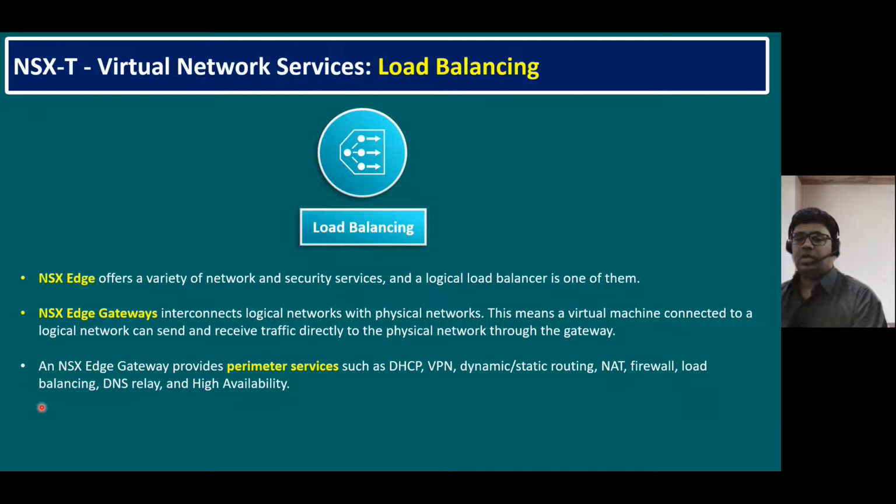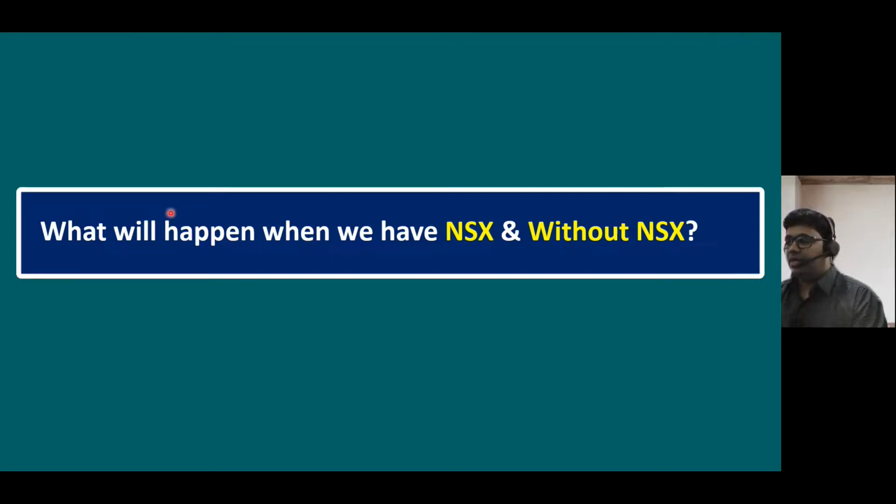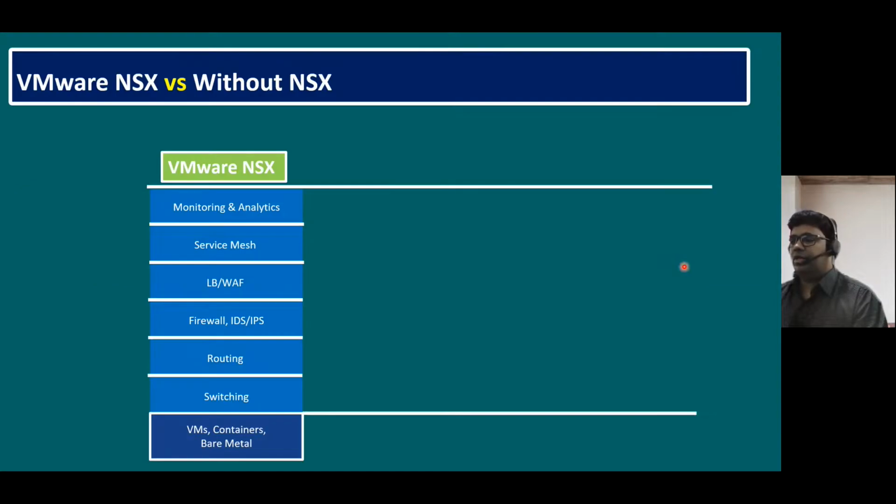Okay. Now let's talk about another point. What will happen when we have NSX and without NSX? Let's observe both scenarios. Scenario one, we have VMware NSX, and NSX supports virtual machines, containers, and bare metal. You can run NSX anywhere. Either you can run it on an ESX VM, or on a KVM virtual machine, or containers, or at bare metal level. NSX supports all the flavors.